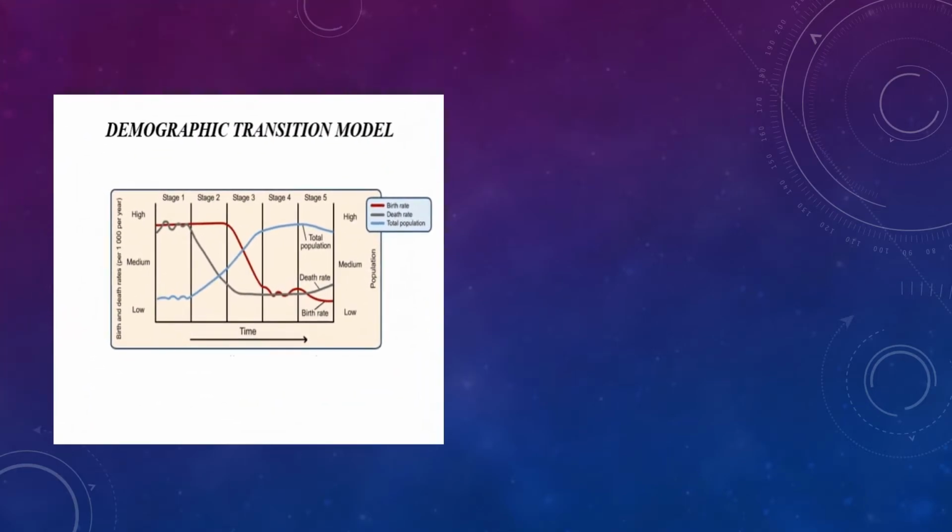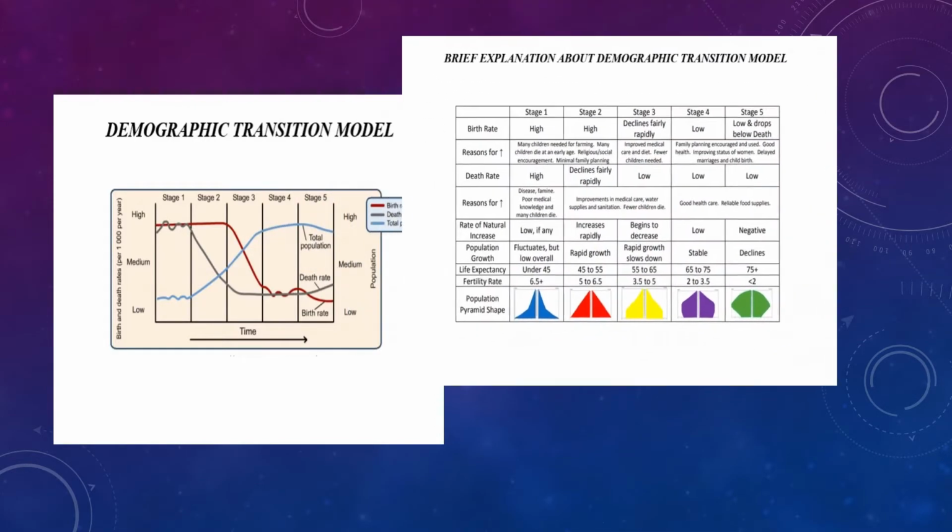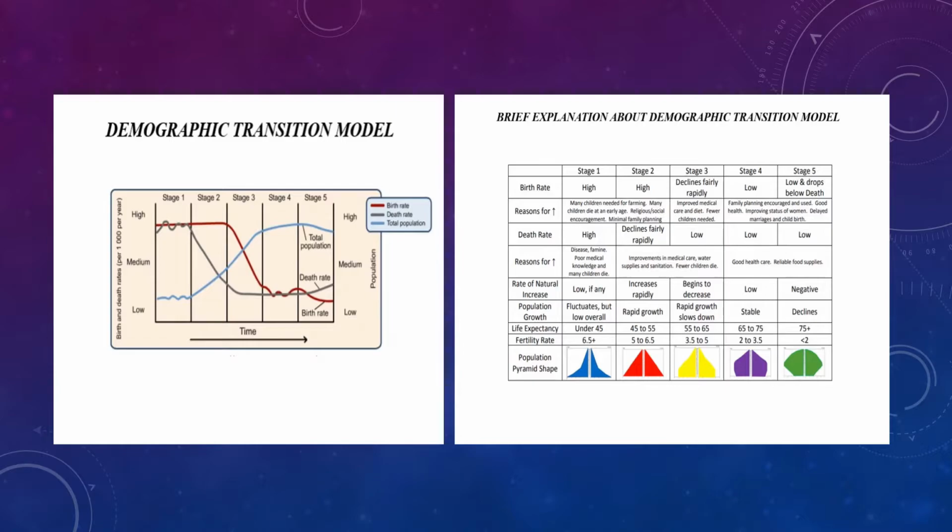So, graphically, if we want to show these stages with this diagram, it is very much clear that the red line shows the birth rate, grey line shows the death rate, and the sky blue line shows the total population growth. Here you can see it very easily. There is an increase in the population not only in the third stage but also in the second stage. Fine.